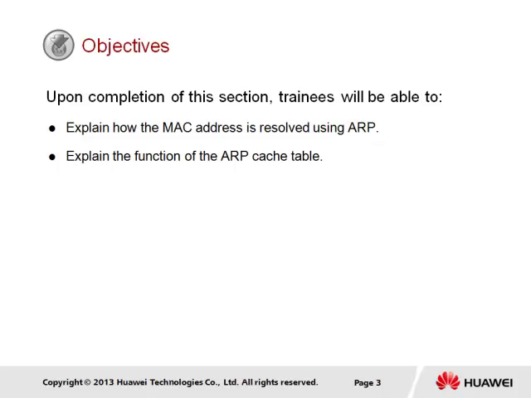So upon completion of this section, it is generally expected that trainees will be able to explain how the MAC address is resolved using ARP and explain the function of the ARP cache table.